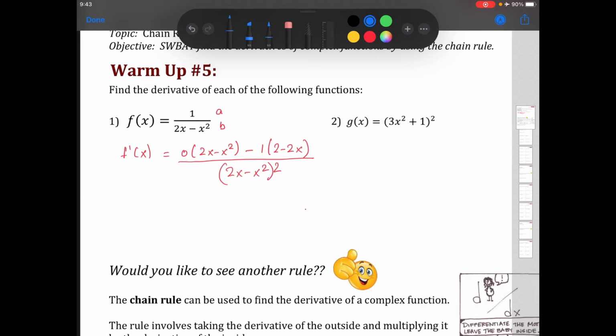So the next step is just to simplify. This whole thing becomes 0, and I have the negative to distribute, not substitute. So negative 2 plus 2x over 2x minus x squared, and that's your derivative.